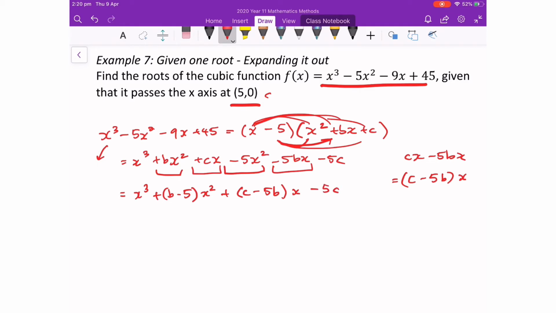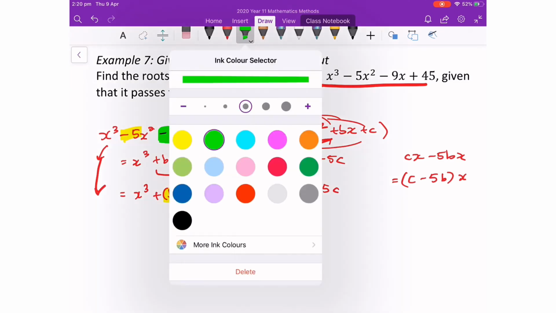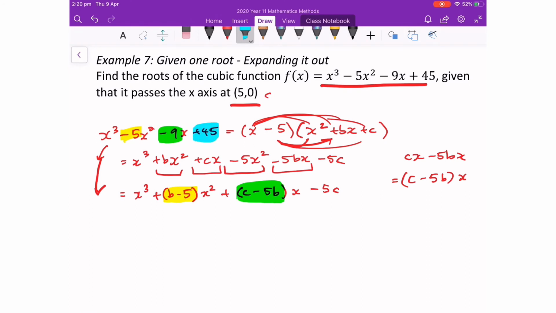Okay. Now, because this is still continuing down, the coefficient of x squared is going to be equal to b take 5. The coefficient of x is equal to c take 5b, and that's negative 9 here. And then I've also got this one here, 45 is equal to negative 5c, which we don't entirely need because we already have these two to help us find out what b and c are. The blue one can be used as a checking tool.